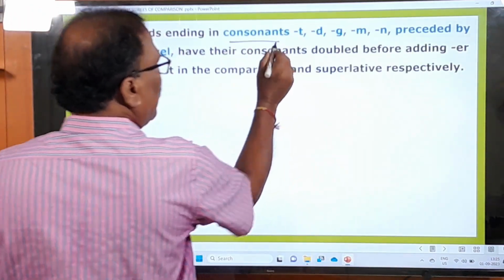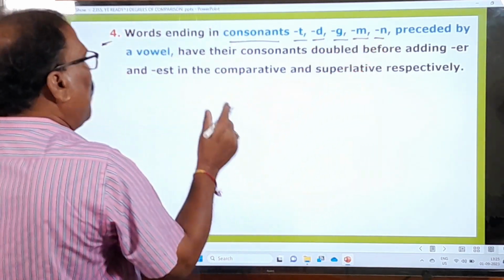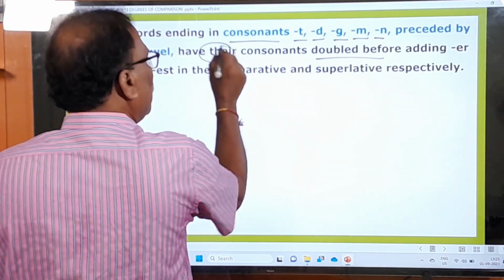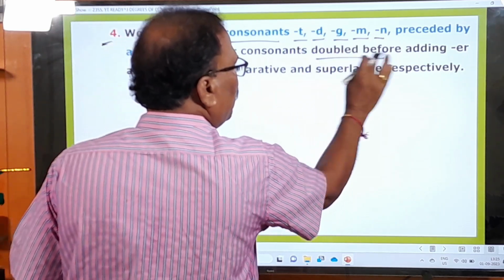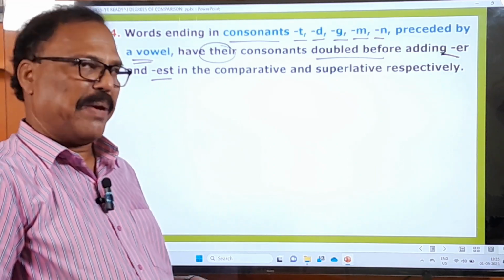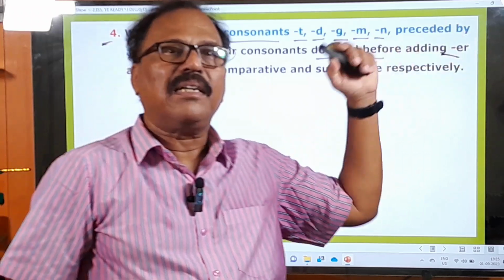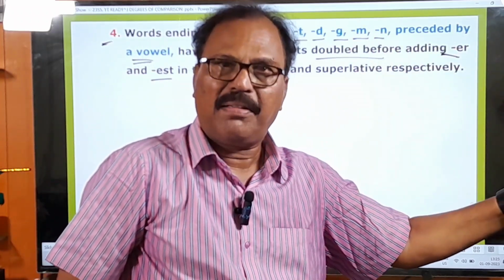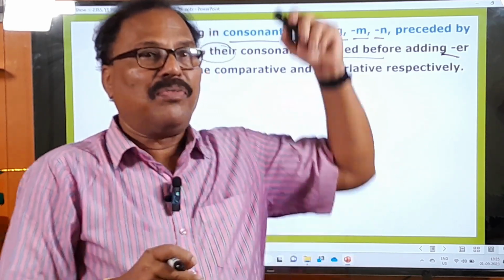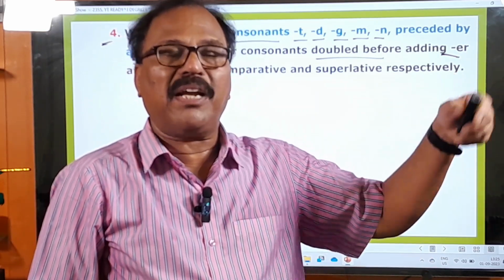The fourth one is words ending in consonants: ta, da, ga, ma, na. These sounds, preceded by a vowel, have their consonants doubled before adding er and est in the comparative and superlative respectively. That means when the word ends in ta, da, ga, ma, na, with a vowel sound just before it, the last consonant will be doubled when you change it into comparative and superlative.